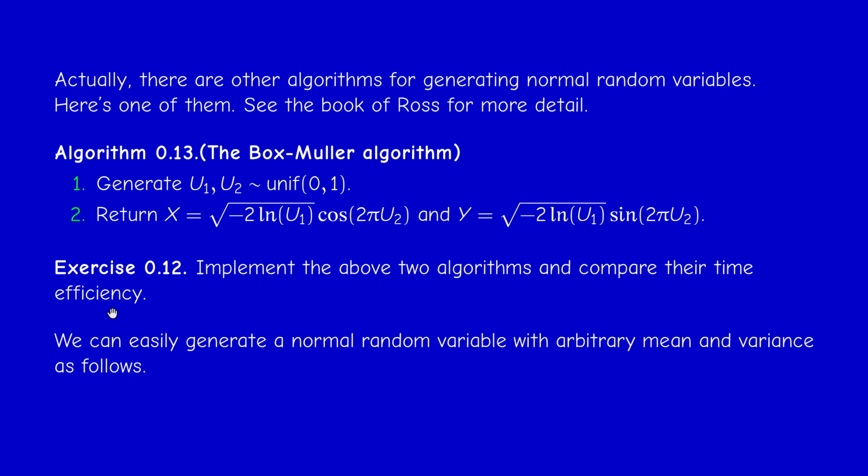Now if we have a normal random variable with arbitrary mean and variance, it's not difficult to reduce the case to the standard normal, because if z is a standard normal, so mean 0 and variance 1, then mu plus sigma z is a normal random variable with mean mu and variance sigma squared. I hope that you know that; it's not difficult to prove at least. So we have now two algorithms to generate normal random variables from uniform random variables.